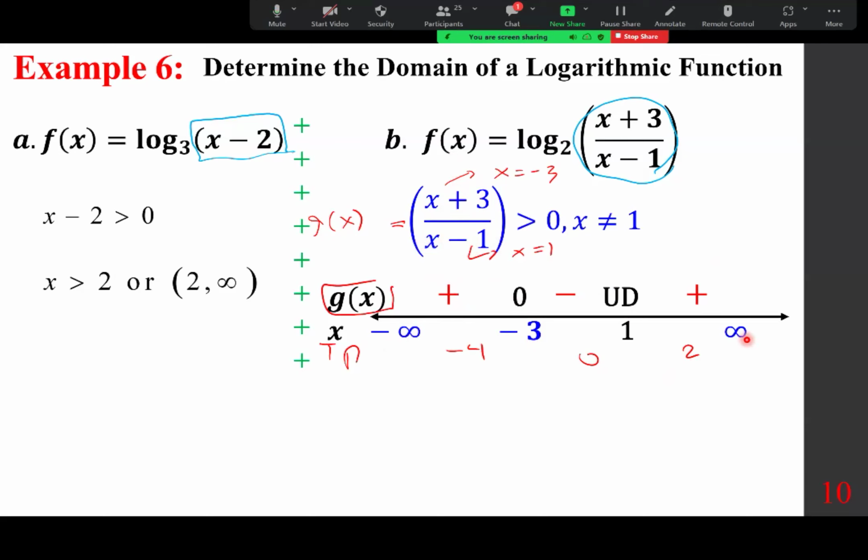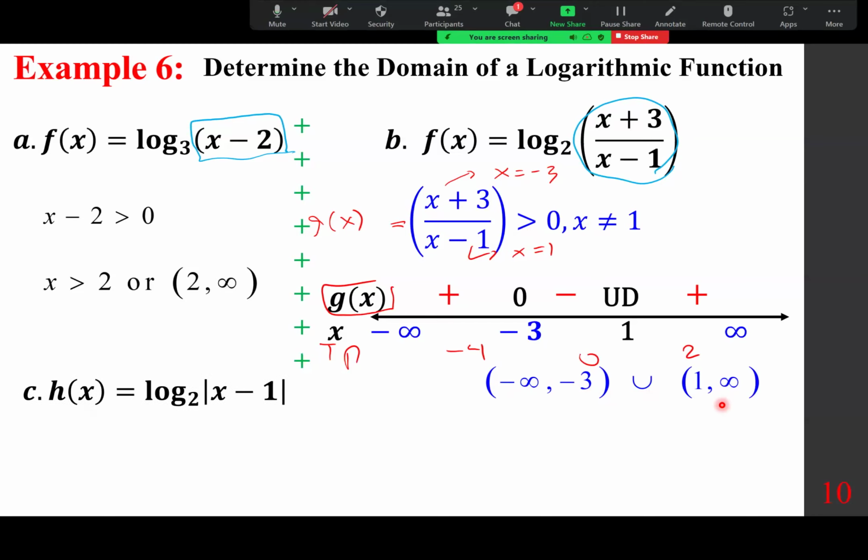Okay. Now, we don't have an equality. So negative infinity to negative 3, both of them take parentheses, union 1 to infinity, the same thing. So even if it did not mention that, it happened to be the case because it's larger, okay? And so the answer is negative infinity to negative 3, union 1 to infinity. What about this one? Log base 2 of x minus 1.